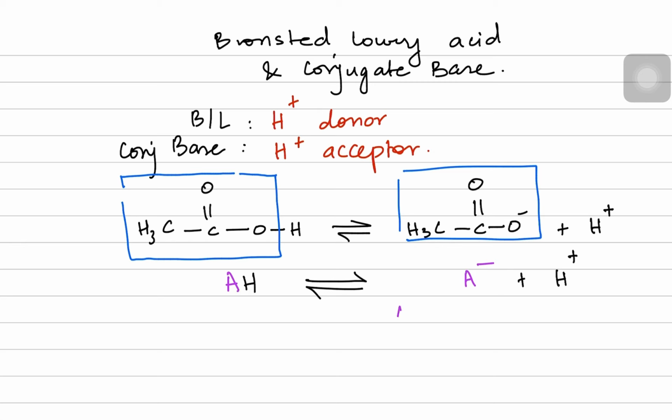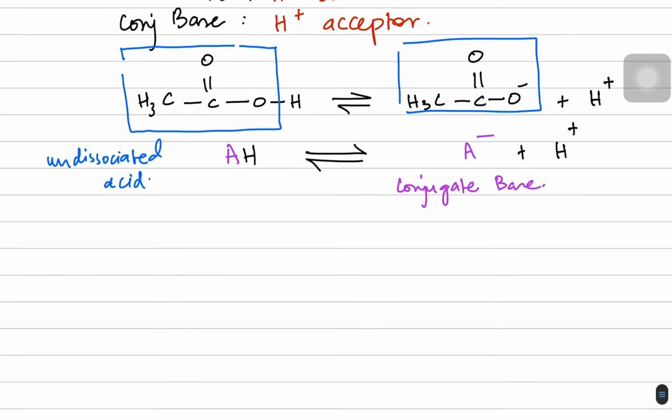This negative ion represents the conjugate base, because if you think about this equilibrium reaction as a reverse reaction, the conjugate base can accept a proton and give you undissociated acid. This entire molecule is known as the undissociated acid. If we were to talk about the equilibrium expression for this one, it can be written as Kc equals H ion concentration times the negative ion concentration, which is your conjugate base, divided by the concentration of the undissociated acid.